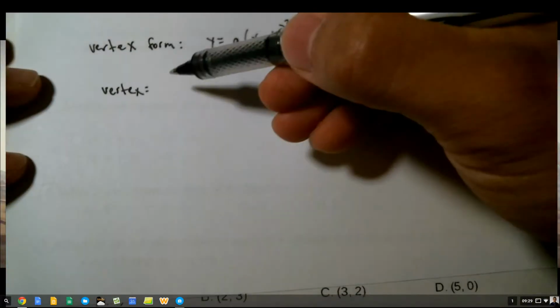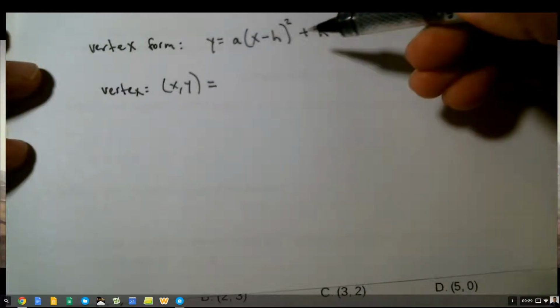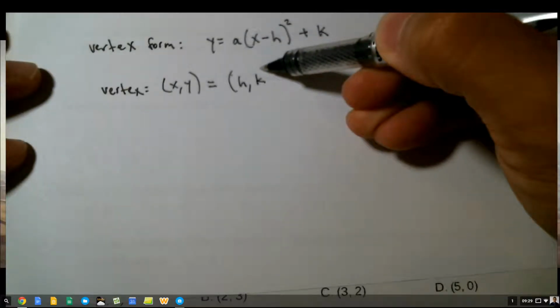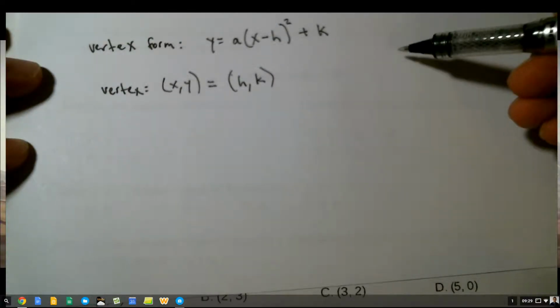So we have a vertex, and the vertex has an x and y coordinate. It has an xy value to it. And how can you tell from this generic equation? Remember, it's just the h and k value.